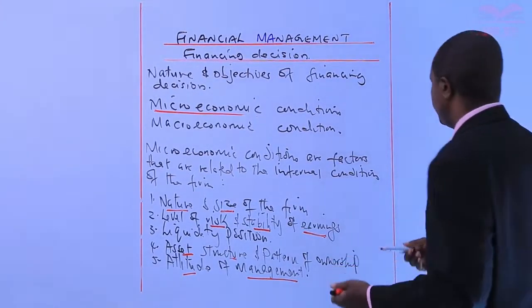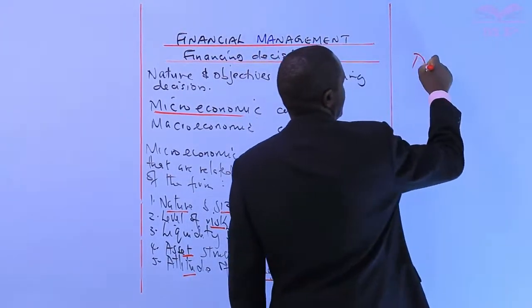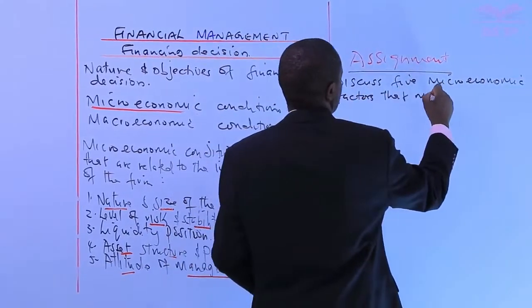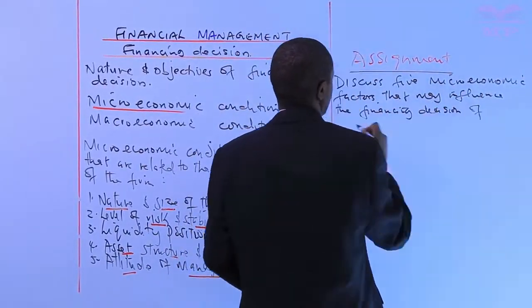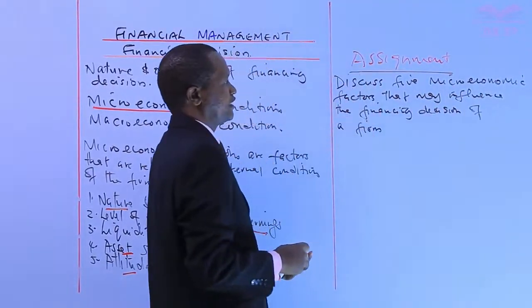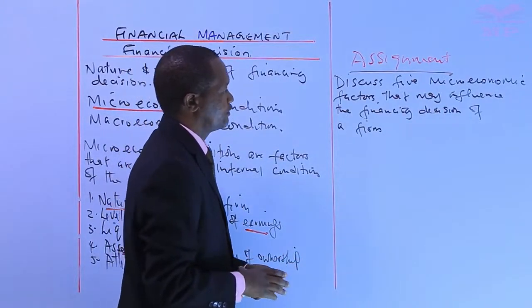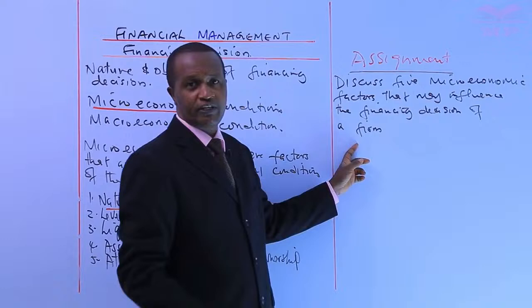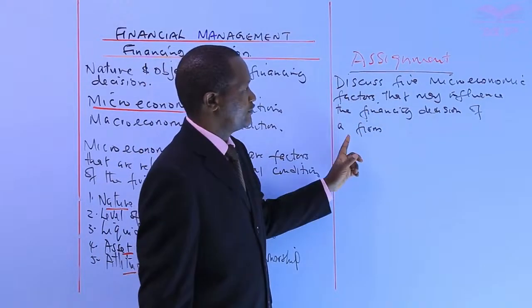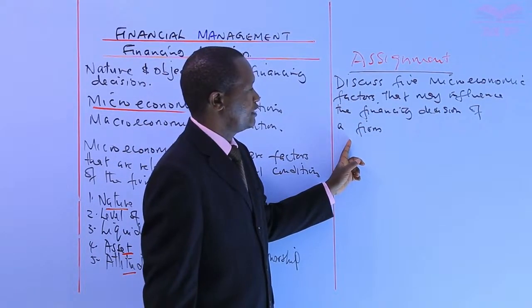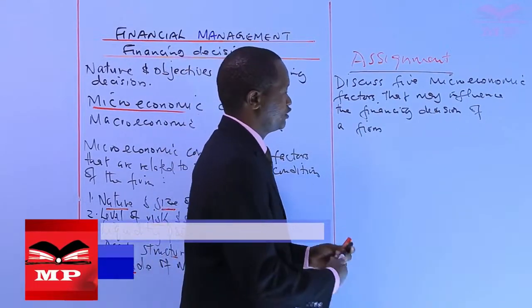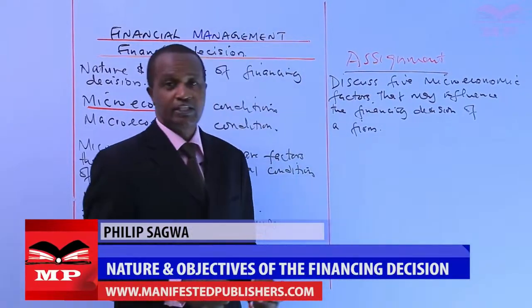I'll leave you with an assignment. Discuss 5 microeconomic factors that may influence the financing decision of a firm. I repeat, discuss 5 microeconomic factors that may influence the financing decision of a firm. Make sure the assignment is done before you attend our next session.